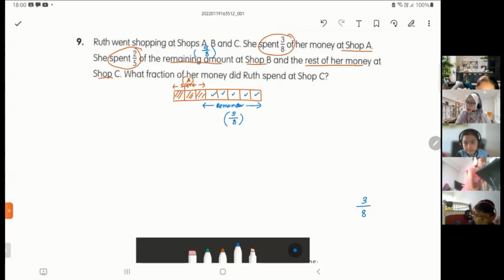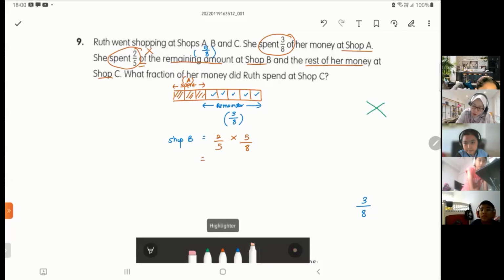Now, can I find shop B then? Can, right? So I can find shop B. 2/5 of means times. So 2/5 of my remainder, that is 5/8. And then go cross multiplication, right? Look crosswise. So it is 2 and 8, I can simplify. 2 divided by 2 is 1, 8 divided by 2 is 4. Then I look at 5 and 5. 5 divided by 5, each of them is 1. Then look row-wise, 1 out of 4. So at shop B, she spent 1/4 of her money.